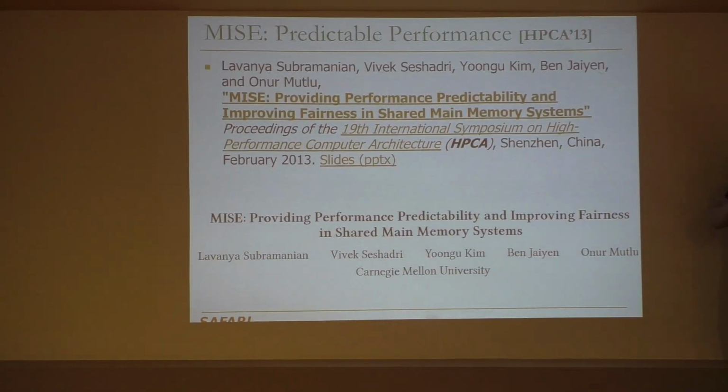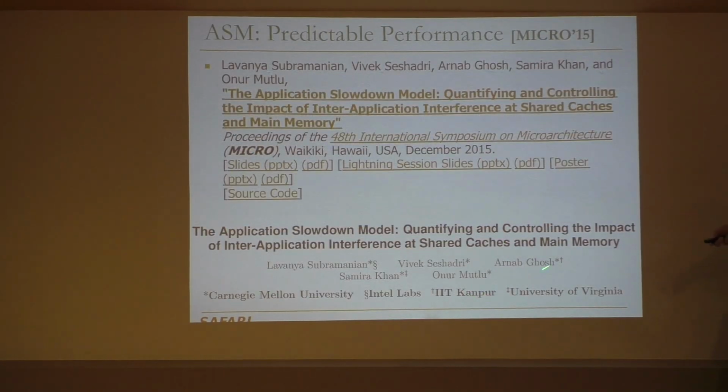This is my first PhD student, Lavanya. Her thesis was on predictable performance. She developed models where you could accurately identify how much a program is being slowed down when it's running together with other programs. This is a performance model, and of course, it runs online while the system is running. She showed that you could do this accurately by taking into account interference in the memory controllers as well as the caches. This is the latest work that she finished.